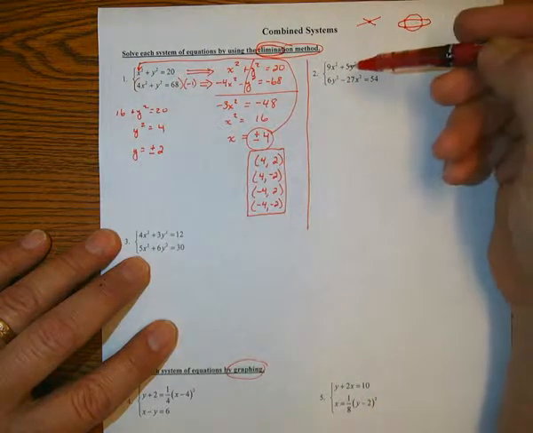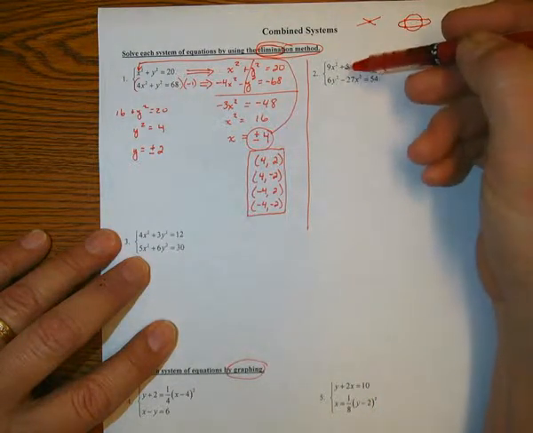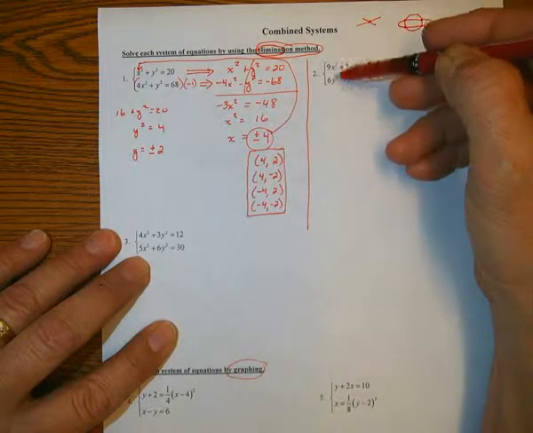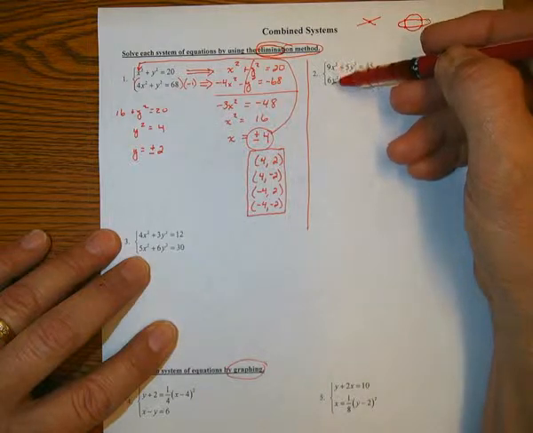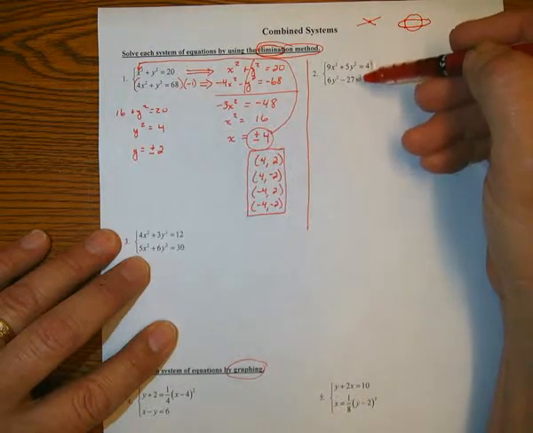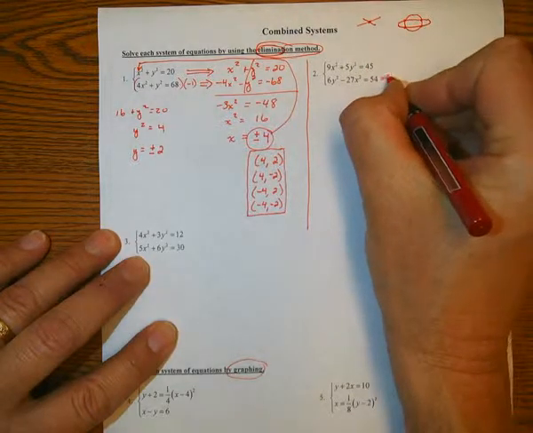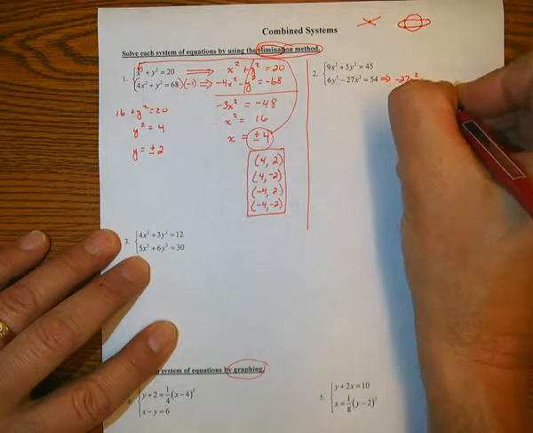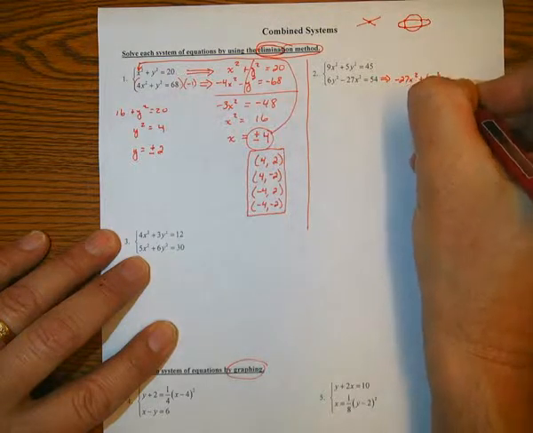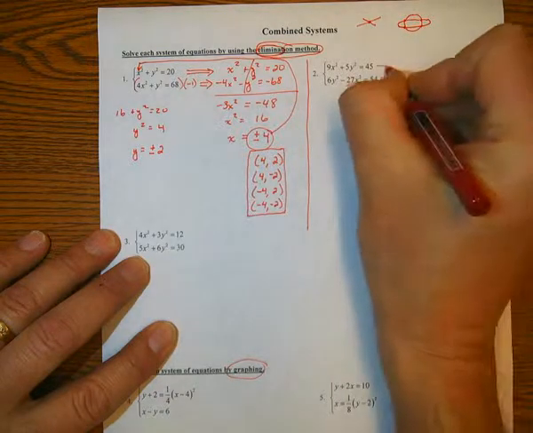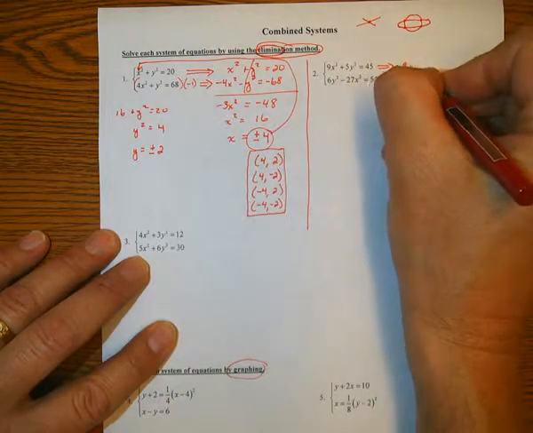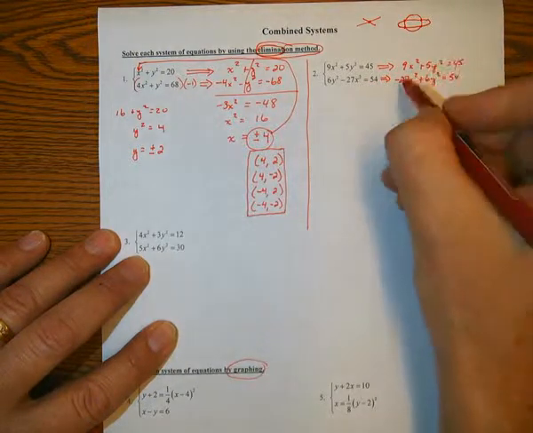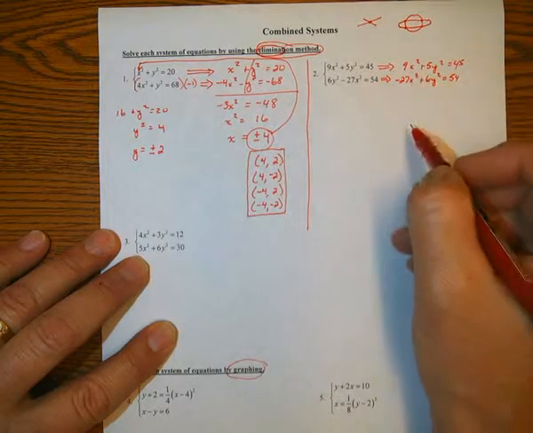We need to pick which variable we want to cancel out. But if you'll notice here, these two are not lined up. So let's get the x squareds lined up and the y squareds lined up. Doing that, this will become negative 27x squared plus 6y squared equals 54. And this is 9x squared plus 5y squared equals 45. See, now everything lines up, x's on top of x's.